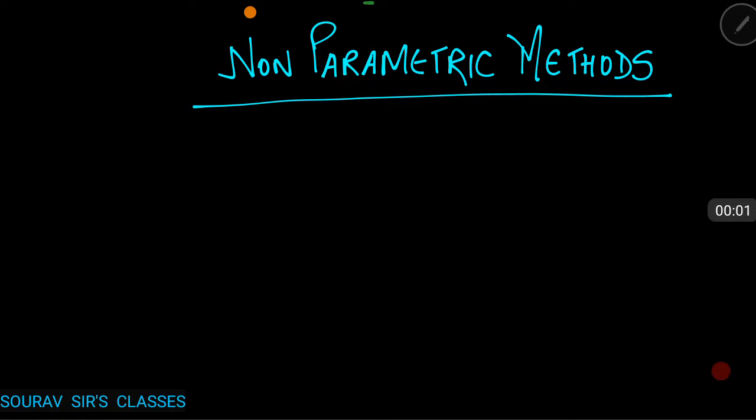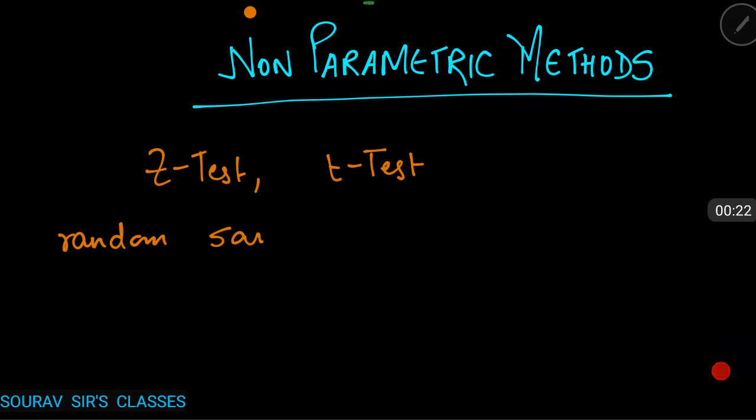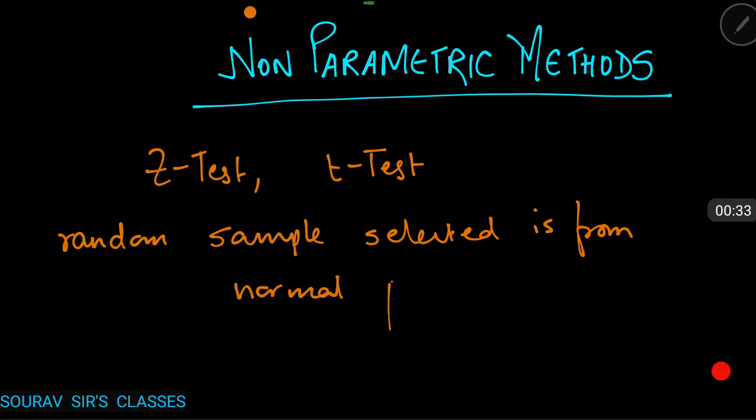Let's start with today's topic, non-parametric methods. Most of the hypothesis testing procedures discussed so far, such as z-test, t-test, are all based on the assumption that the random sample selected is from a normal population.